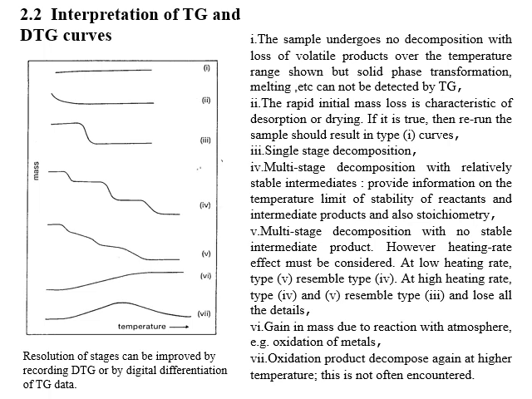Number 5 is an example of multi-stage decomposition with no stable intermediate products. So in essence, these decompositions are overlapping. This is something that you might be able to correct for by changing the heating rate. So slowing down the heating rate might allow the decomposition to be more clear. Number 6 is an example of a gain in mass due to some kind of reaction in the atmosphere. This is typical of the oxidation of metals. And then number 7 is the example of an oxidation product that then decomposes again at higher temperature.